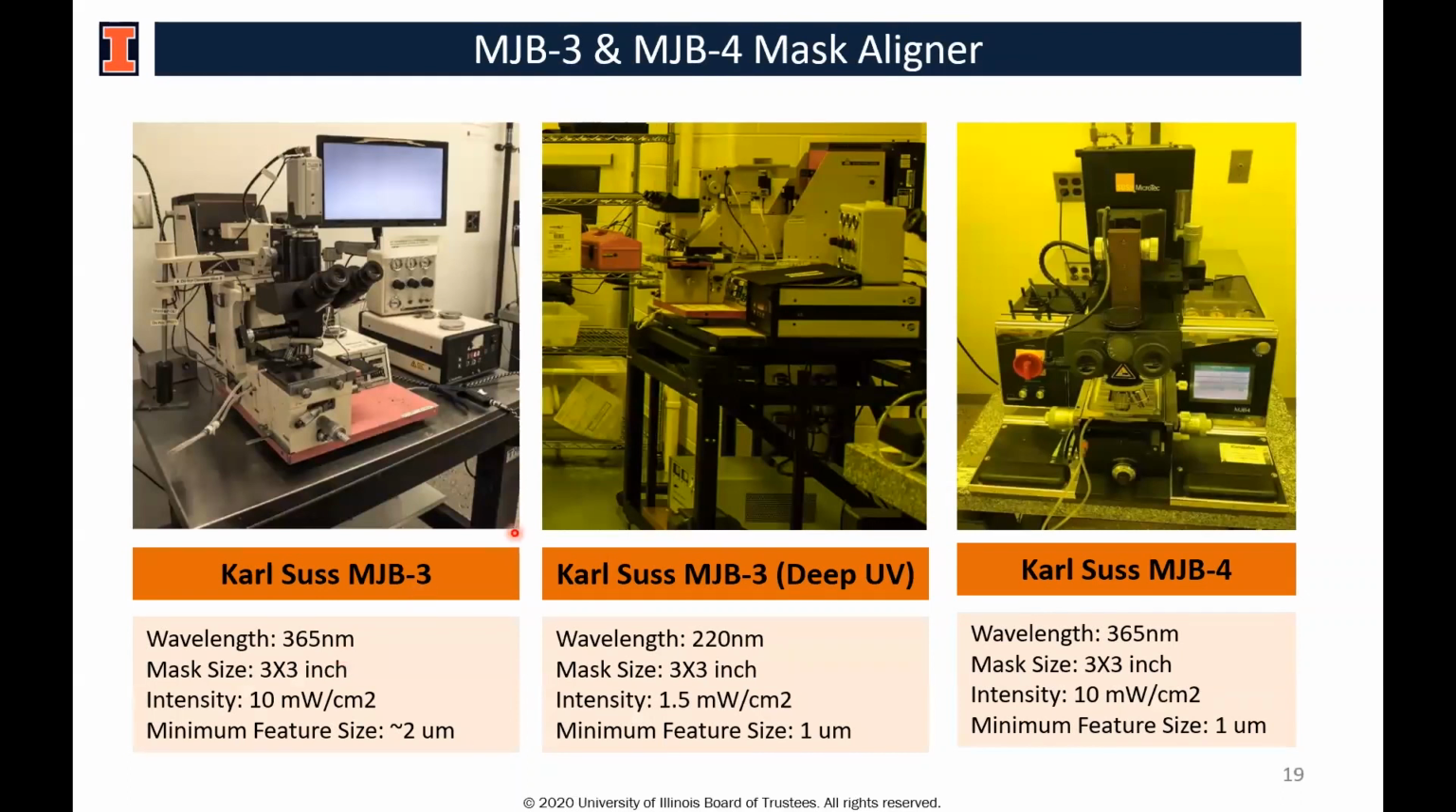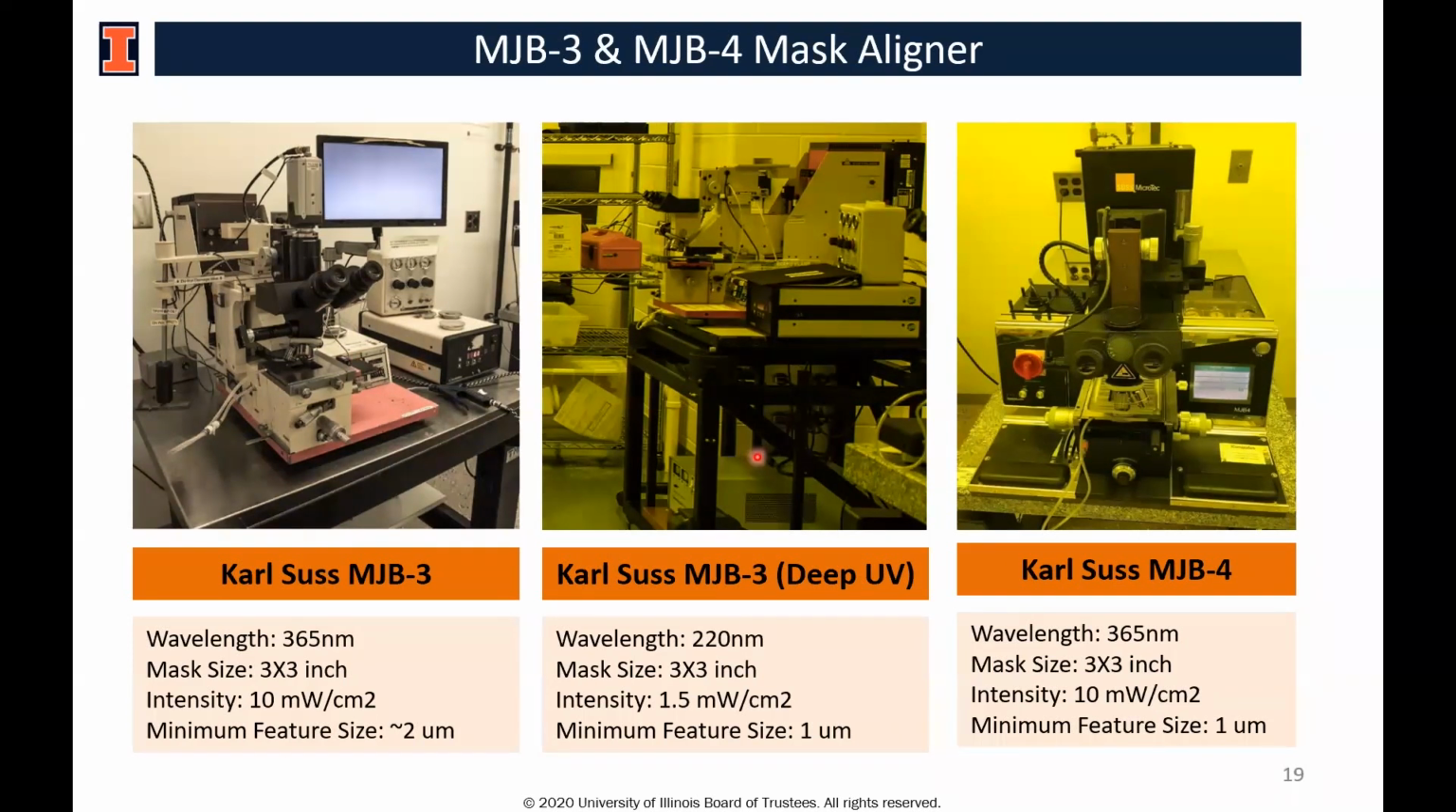Here we have an example of the three different aligners that we have at the MRL. On the left, we have the typical Carl Zeiss MJB3. The wavelength it uses is 365 nanometers. It accommodates a mask size of 3" by 3". The intensity is 10 milliwatts per centimeter squared, and the minimum feature size is approximately 2 microns. We recommend 5214 photoresist, which is either negative or positive, depending on how you want to use it with this particular aligner.